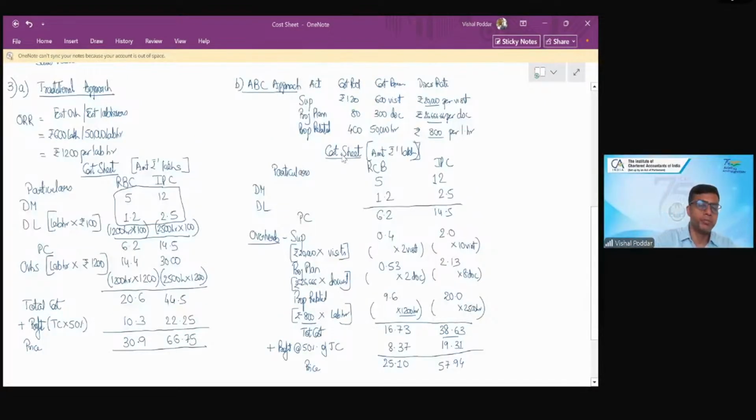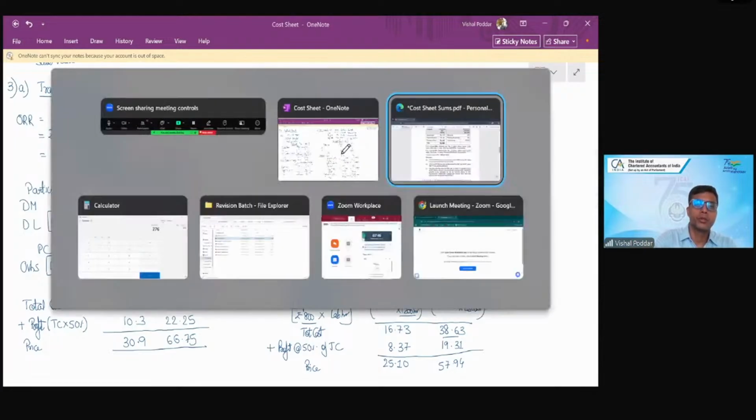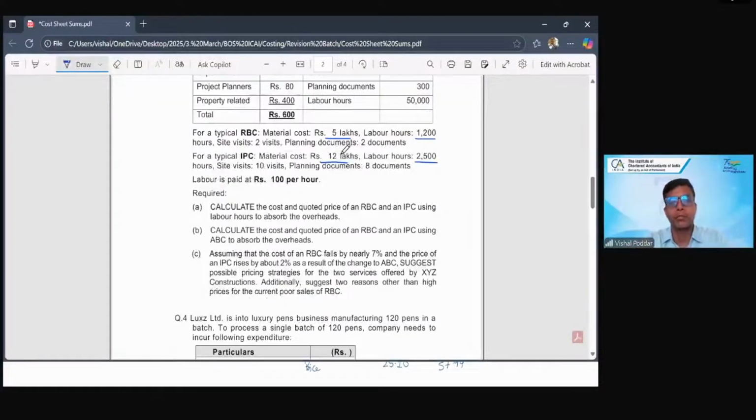Understood, students? Now the C part is what you have to give your opinion. Correct? What it says, assuming that the cost of an RCB falls by nearly 7% and the price of IPC rises by about 2% as a result of change to ABC. Suggest possible pricing strategy for the two services offered by XYZ construction. Additionally, suggest two reasons other than high price for current poor sales of RCB.